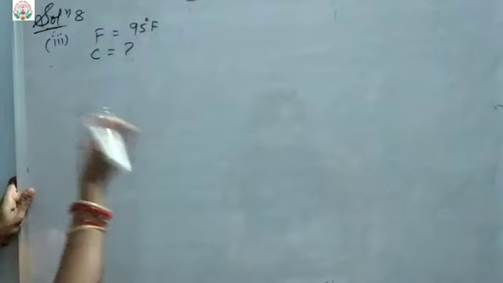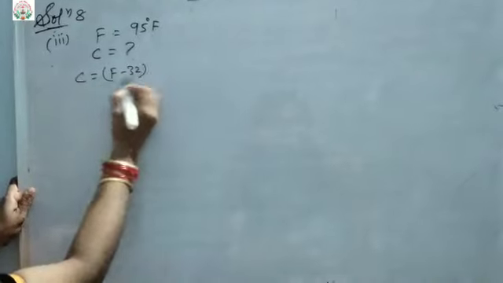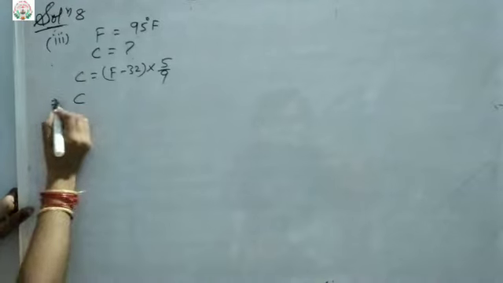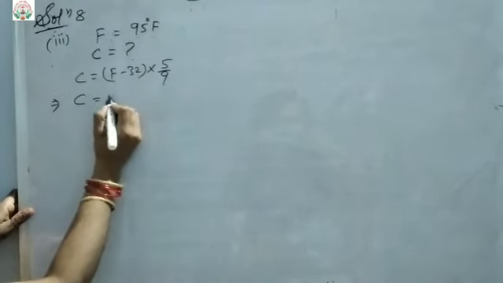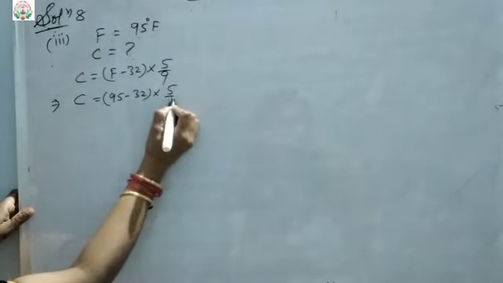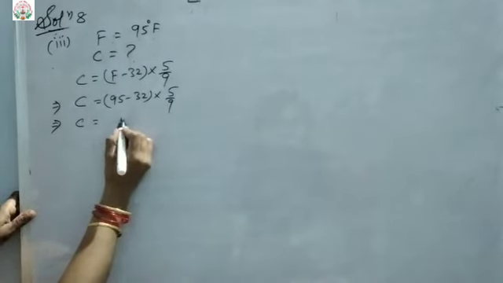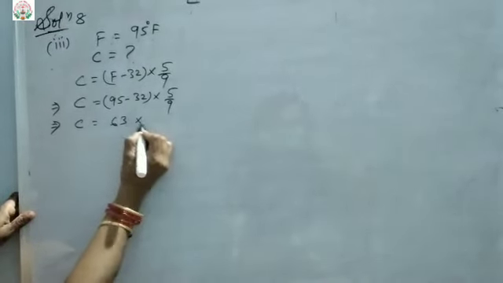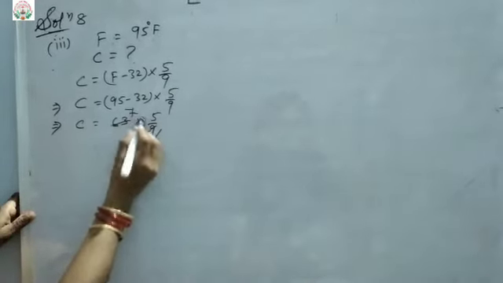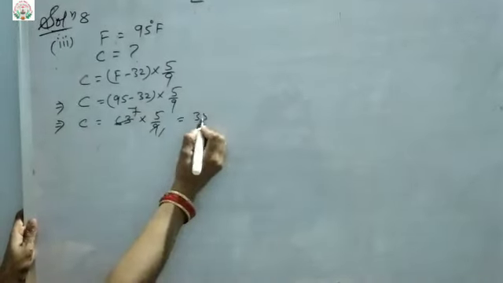That is C. So formula again you know, equation is given, F minus 32 into 5 upon 9. Now put the values, implies C equals to what? F is 95 minus 32 into 5 upon 9 implies what? C equals to, when you subtract how much you will get? This is 63, 5 upon 9. 9 table, 9 7s are 63, so it will be 35.